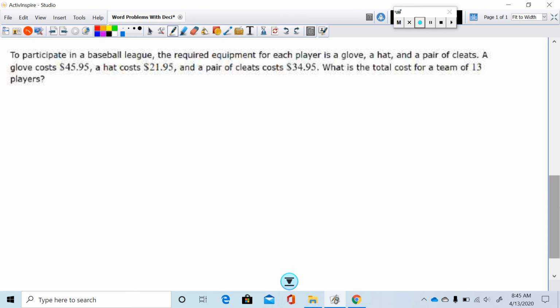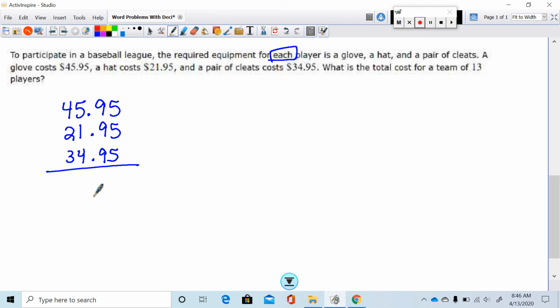The next one I'm going to use a little bit of a combination of normal multiplication, traditional multiplication I guess is what you call it, and lattice multiplication. To participate in a baseball league, the required equipment for each player, so this is a list for each player, is a glove, a hat, and a pair of cleats. A glove costs $45.95. A hat costs $21.95. And a pair of cleats costs $34.95. I'm going to figure out how much it is for one person first.